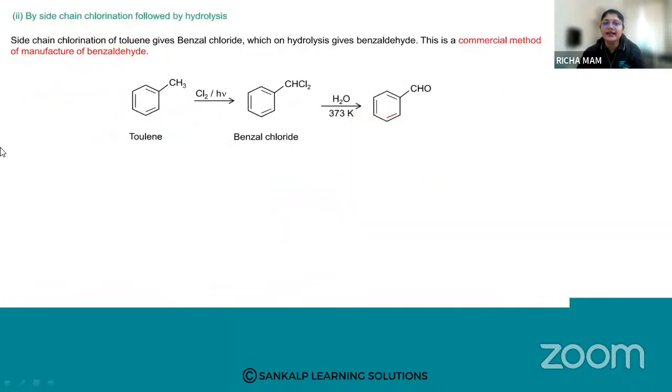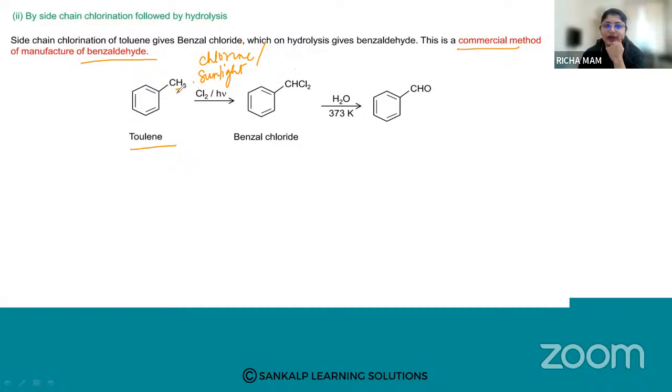So next is side chain chlorination. Okay. So this is a commercial method. Commercial method means industrial method. By this we can prepare our benzaldehyde. Again, we are taking toluene in the presence of chlorine, in the presence of light. H nu is nothing but light, sunlight. So chlorine in the presence of sunlight, you will get what?